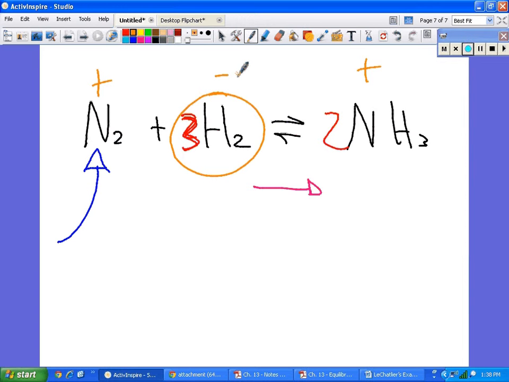On the reverse, what if I tell you that I remove some N2? What way are we going to shift now? We're going to shift left. So what happens to the concentration of this thing?